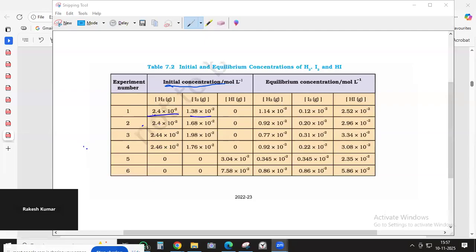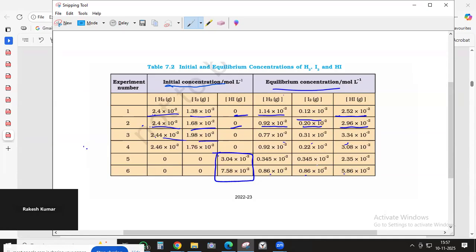Look, he takes some initial concentration of these and he takes 0 HI. And then the equilibrium concentrations are 1.14, 1.12 and 2.52. Next time he takes some other concentrations. He takes this and again 0. He gets a different set. He gets a different set. He takes another set and he gets a different set. He takes the thing I was discussing, that he takes more of this and then he gets a different set.